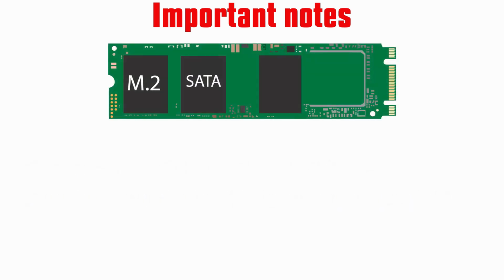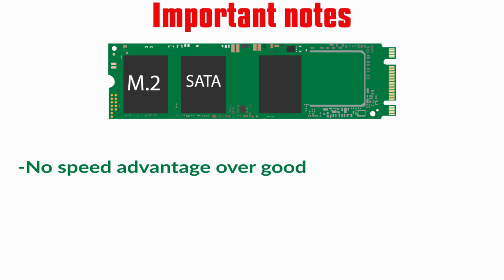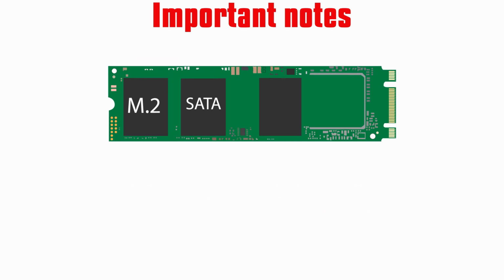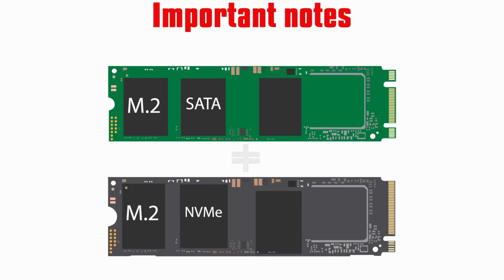It is also worth noting that M.2 SATA drives offer no performance benefit over 2.5 inch drives, and are often priced identically to their rectangular brethren, so be mindful of that if speed is what you're looking for, and make sure to snag an M.2 NVMe, which, other than branding, can be distinguished by the different physical connector it uses.